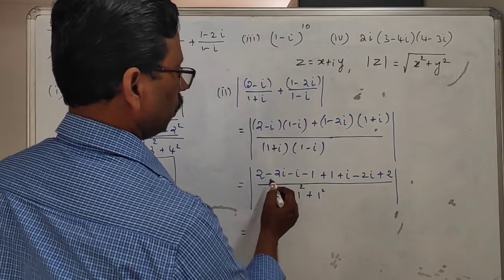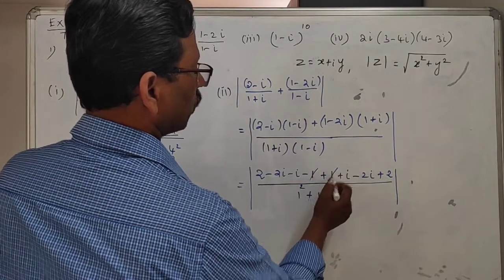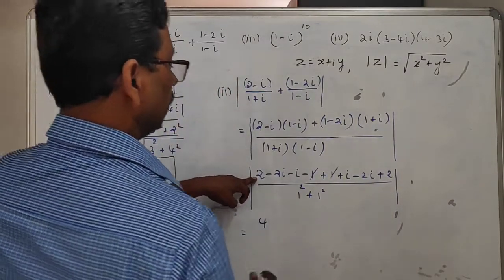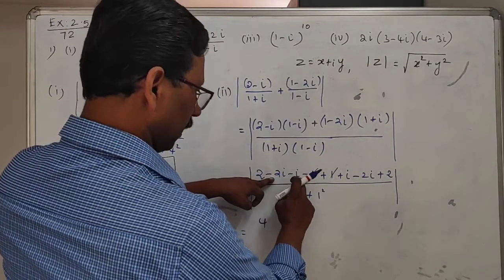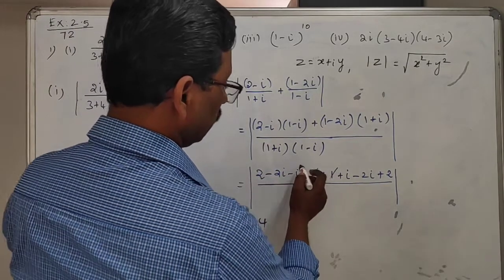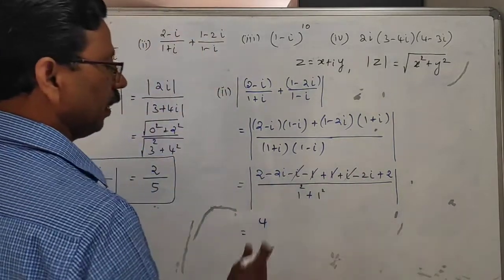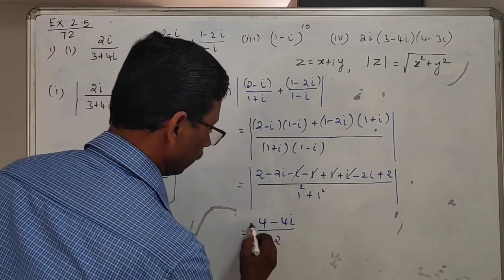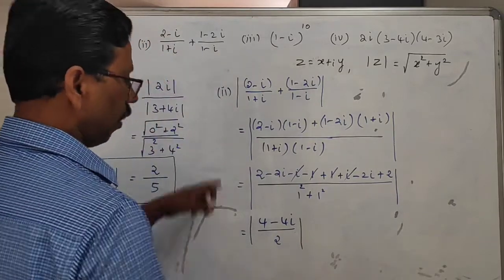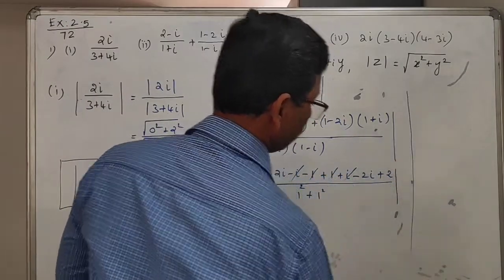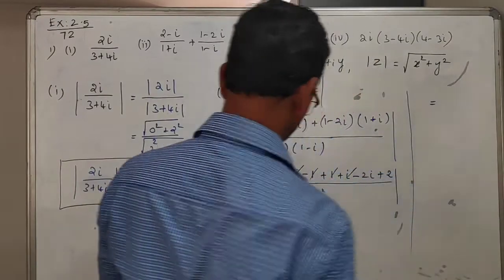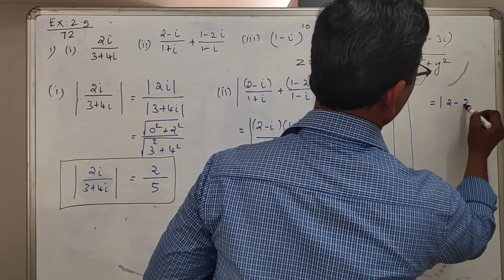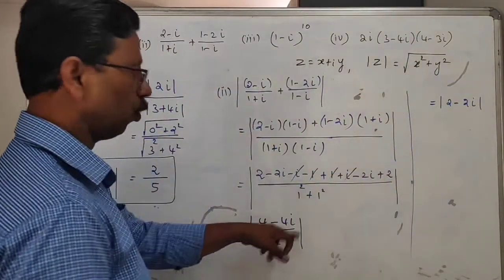See, 2, this minus 1 and plus 1 get cancelled. 2 plus 2 gives 4. Then minus 2i minus i minus i, and you can also cancel plus i and minus i. This is minus 4i by 2. Now this is equal to 4 by 2, that is 2, so it is the modulus of 2 minus 2i.